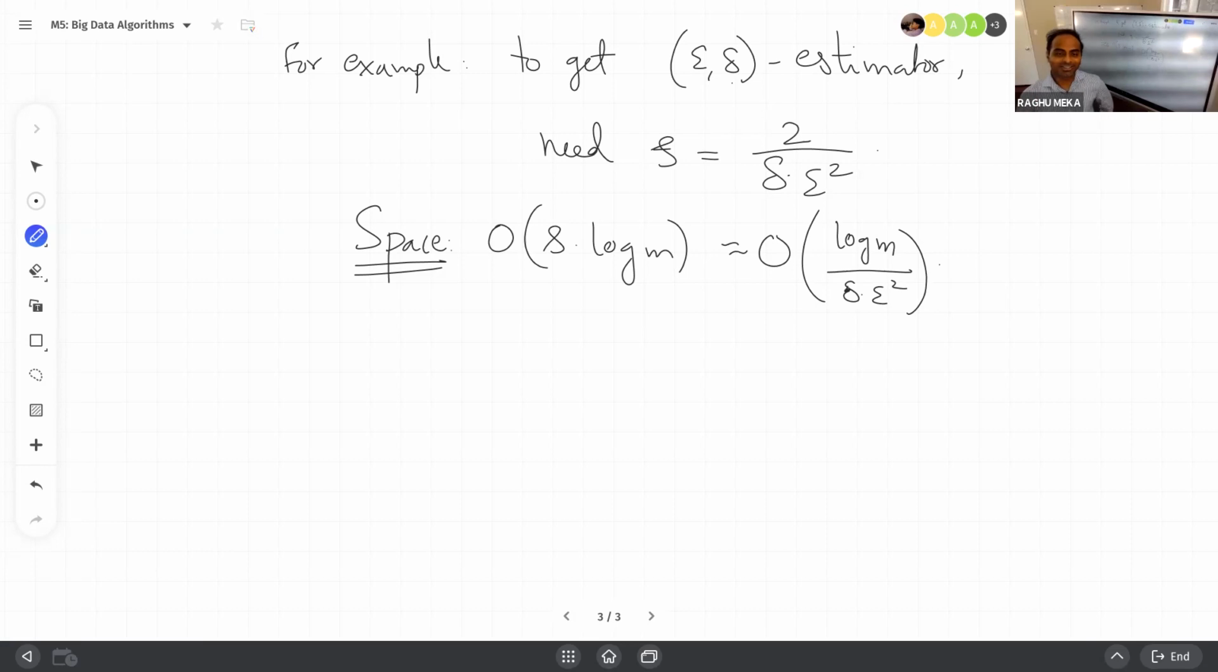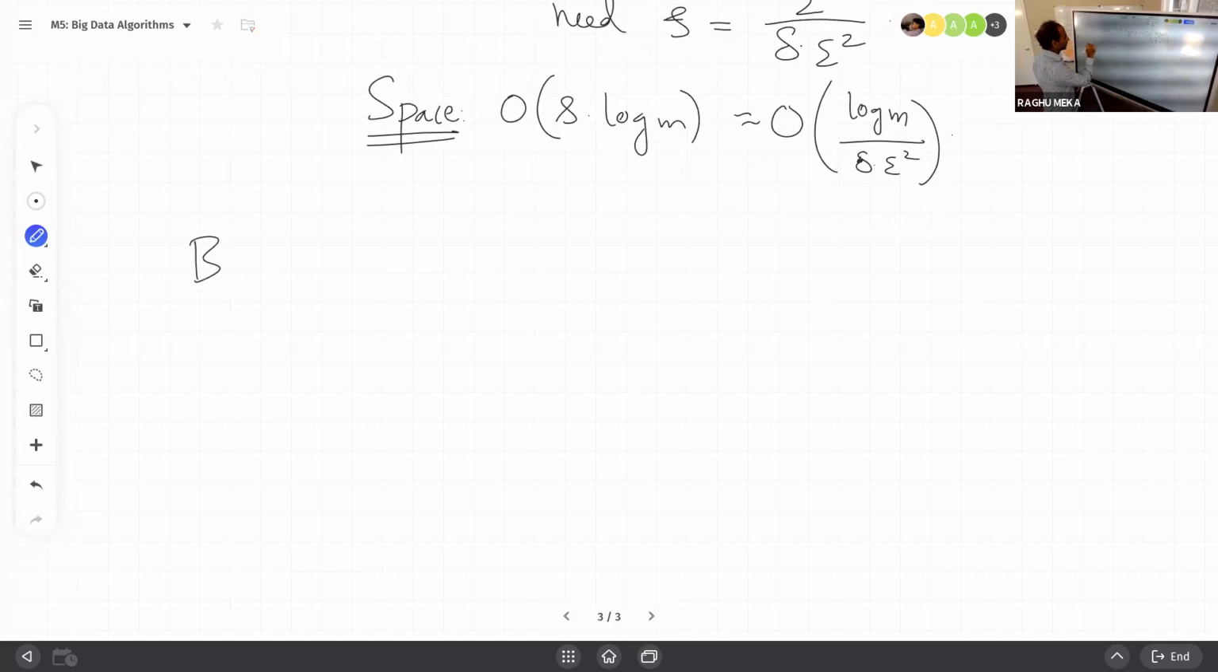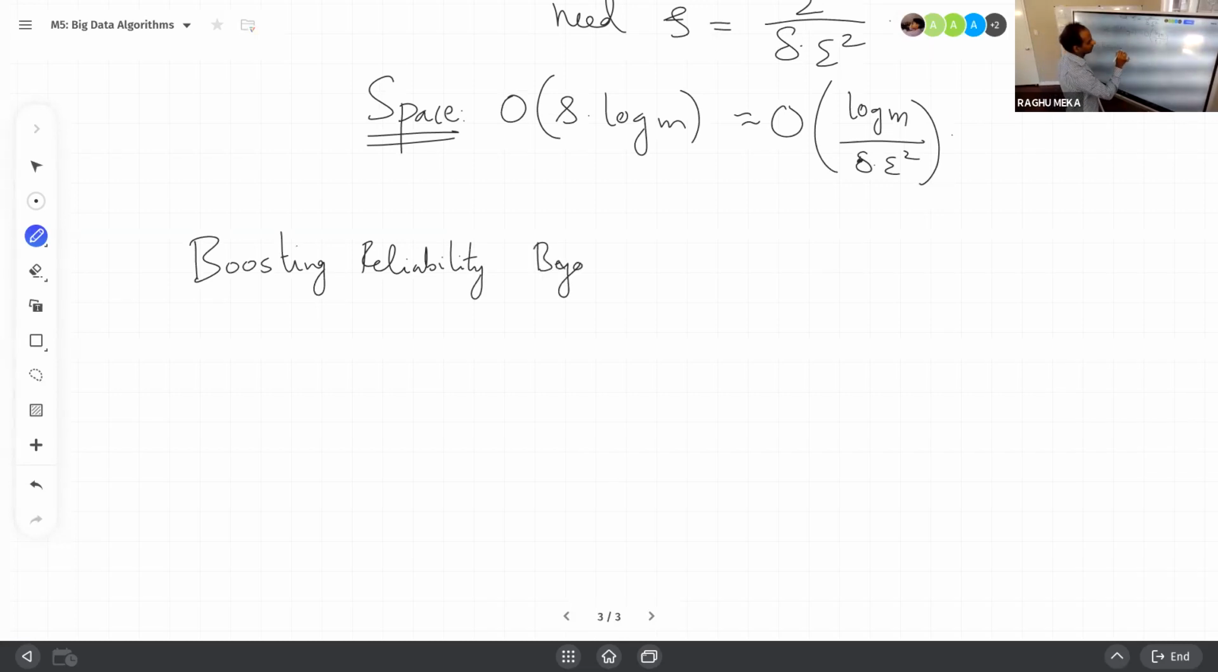All right. So this is the trick that I wanted to tell you about. This is not specific to streaming algorithms. It's a trick that you can use whenever you have a randomized algorithm for which you want to improve the reliability. Okay? So, boosting reliability beyond independence.